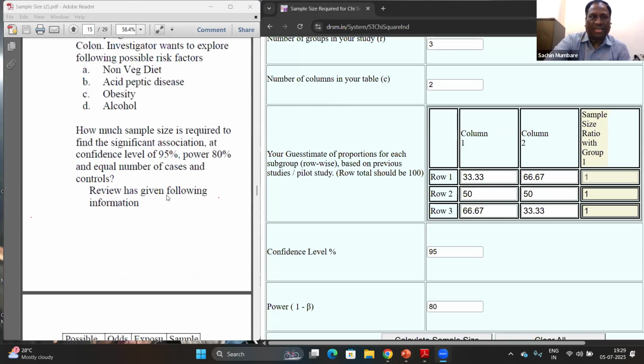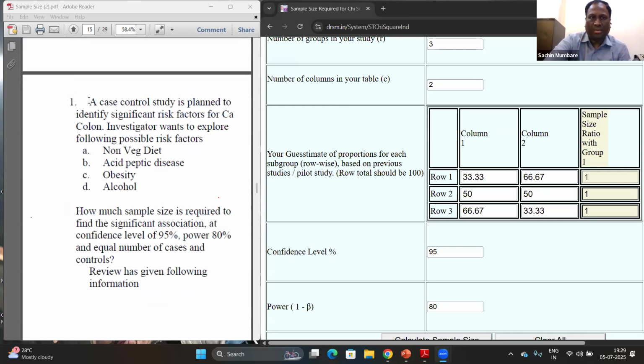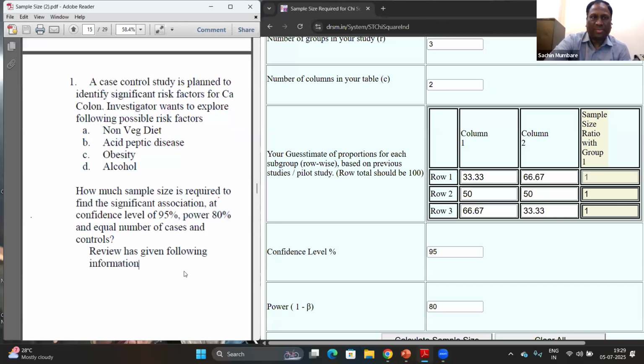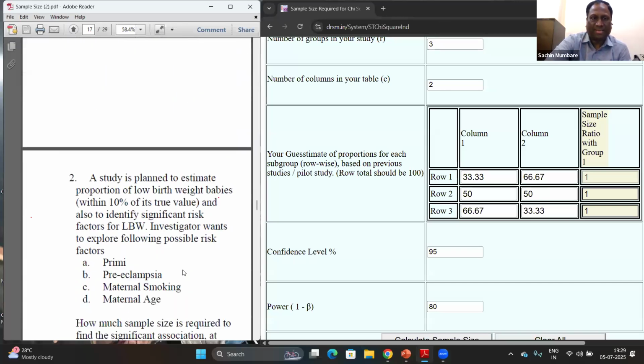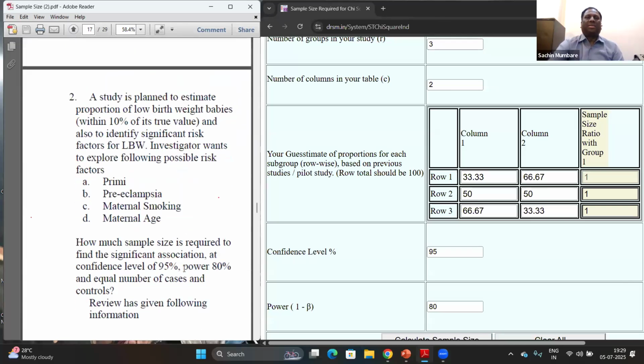Now, this is the practical situation wherein you will have to calculate the sample size for multiple objectives. Next example. This is also one of the practical situations where there are multiple objectives. A study is planned to estimate the proportion of low birth weight babies within 10% of its true value. That means we want to estimate the proportion of LBW babies within 10% of its true value, and also to identify significant risk factors for low birth weight babies.